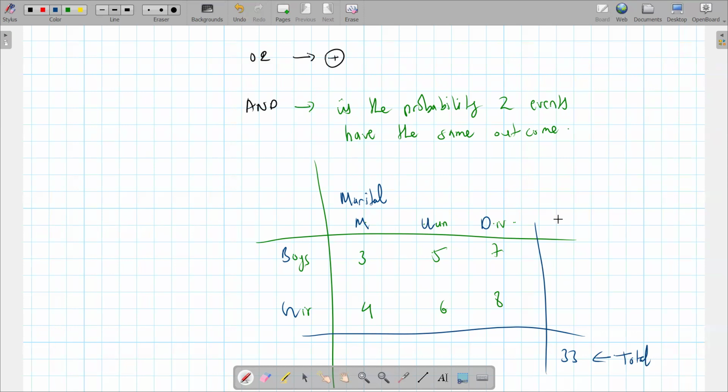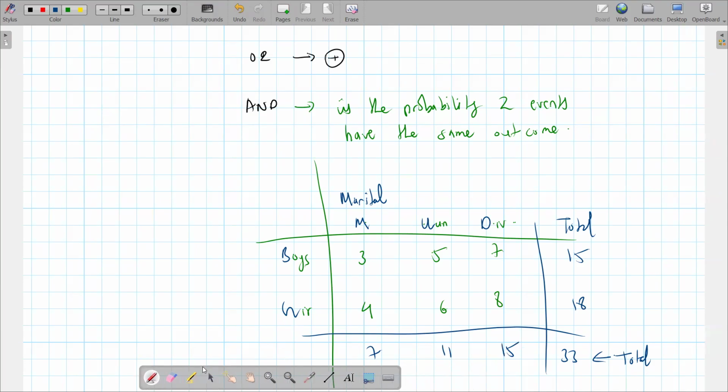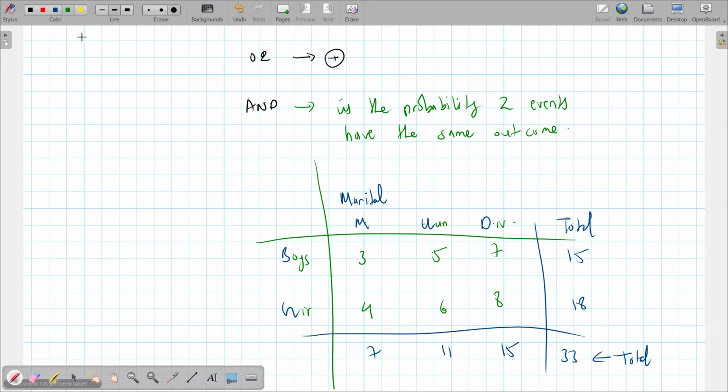The total boys, how many boys do we have here? There's 15, and girls, there's 18. Total married, we have something like this. So let's say this is the table that they gave us. This is called a contingency table, if you've heard about that. I can use this to explain or and and a little bit better. What is the probability? Use this formula again. P(E) is N(E) divided by N(S). This is the one that the book uses. It's just the number of whatever event you're talking about divided by the total.